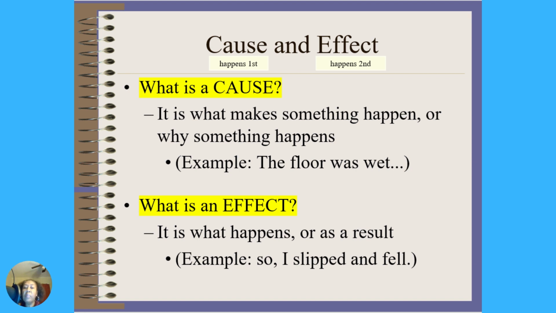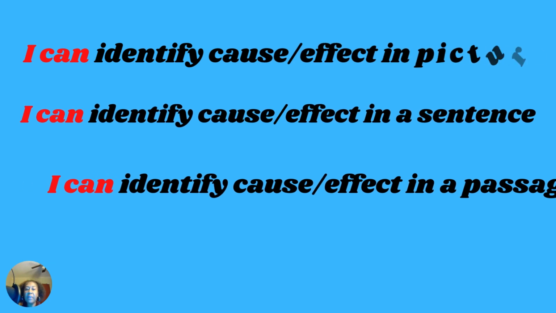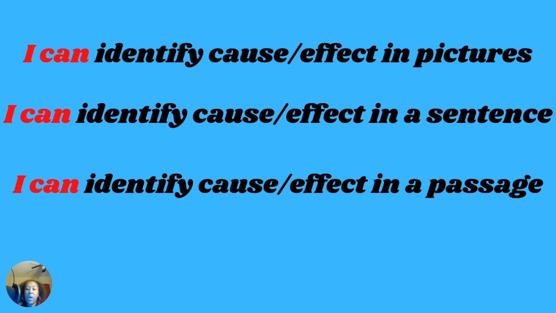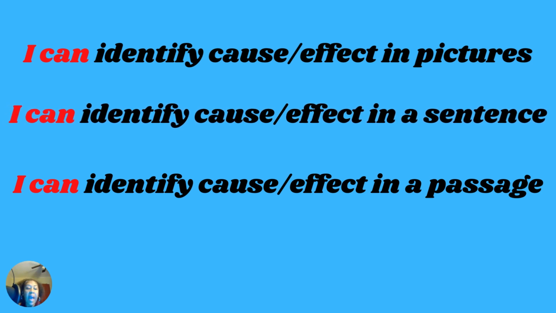A cause is what makes something happen or why something happens. It always answers the question why. The effect is what happens as a result. Okay, so today we're going to continue to identify the cause and effect in a picture. And then we're going to identify the cause and effect in a sentence. And then thirdly, we're going to identify the cause and effect in a passage. So you'll get a snippet of all three. That might be a part of your state standards.